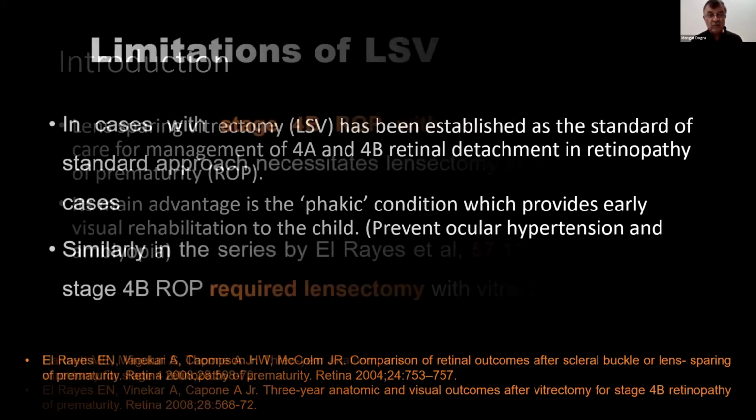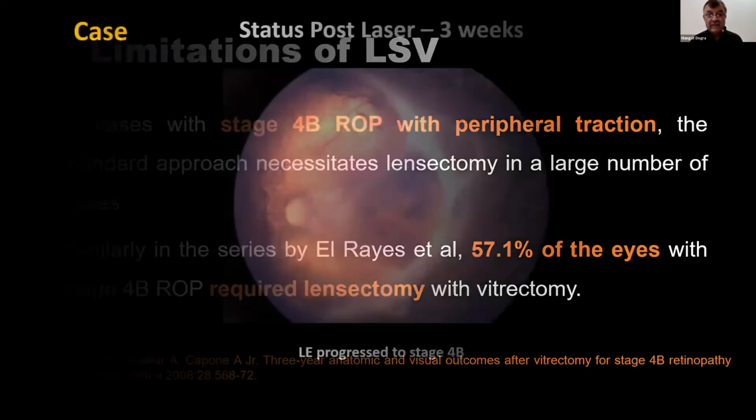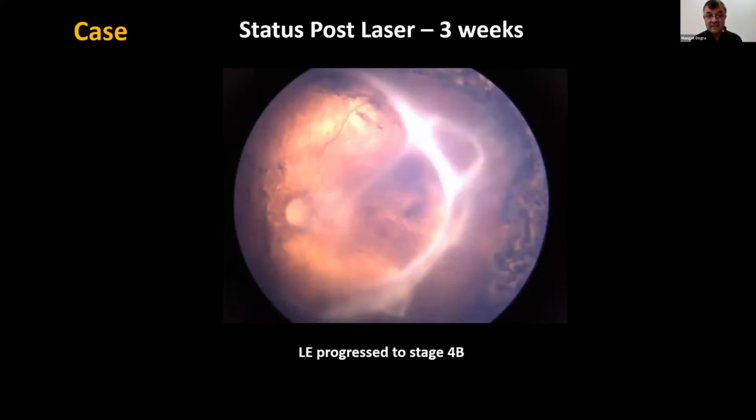And I think we do have evidence that in 4B, in this series, almost 57% required lensectomy. We all know that, because there's a huge temporal retinal detachment coming almost close to the lens, and we can't achieve the objectives. So with that idea, this is the case I'm going to present to you, the left eye progressing to stage 4B.